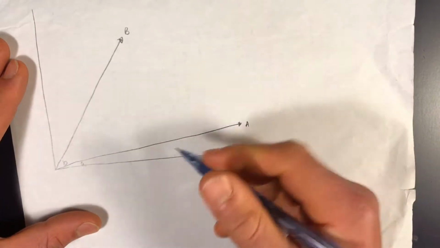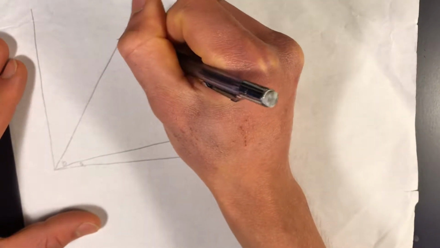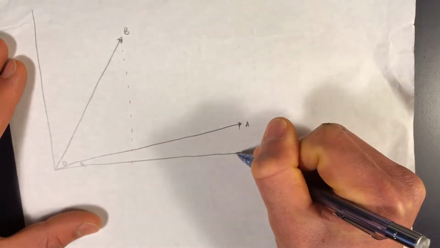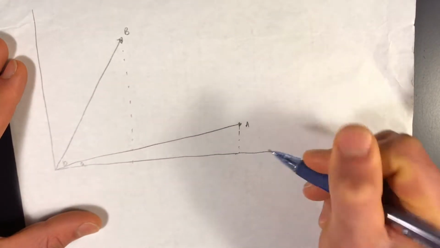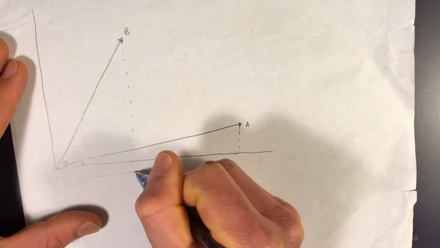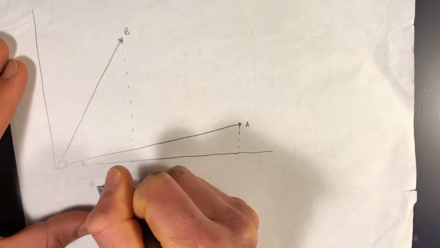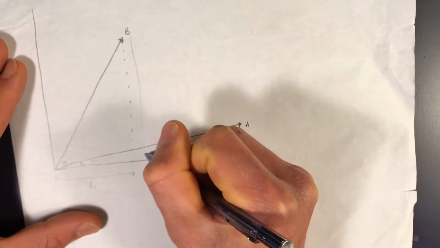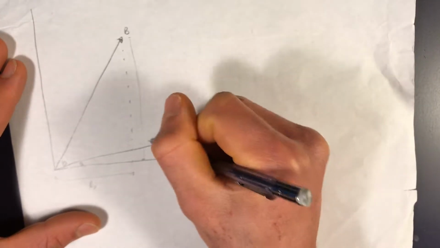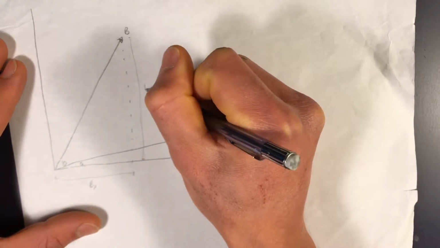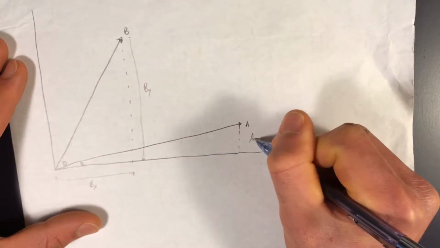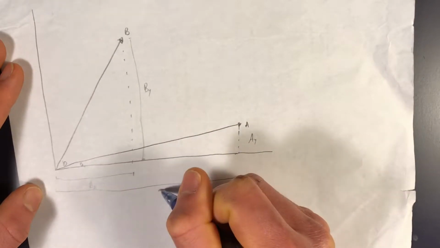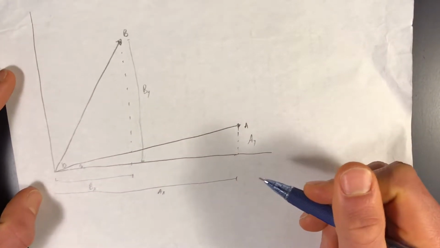Okay, now we'll draw the components of this. Okay, so it's going to be bx. Let's see, it's going to be by. It's going to be ay. Ax. Okay.